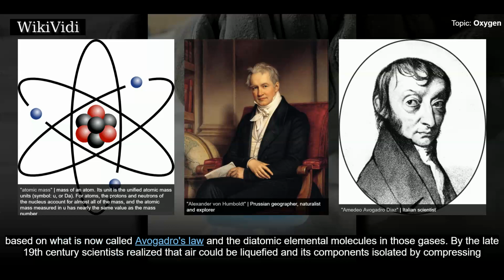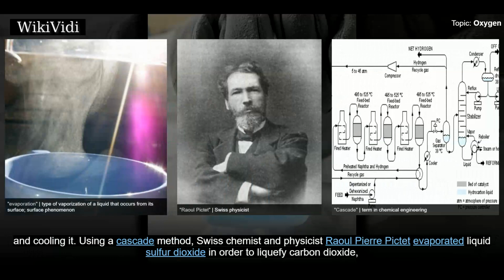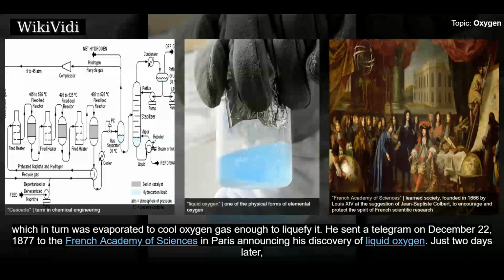By the late 19th century, scientists realized that air could be liquefied and its components isolated by compressing and cooling it. Using a cascade method, Swiss chemist and physicist Raoul Pierre Pictet evaporated liquid sulfur dioxide in order to liquefy carbon dioxide, which in turn was evaporated to cool oxygen gas enough to liquefy it.